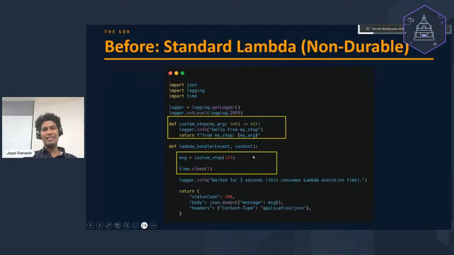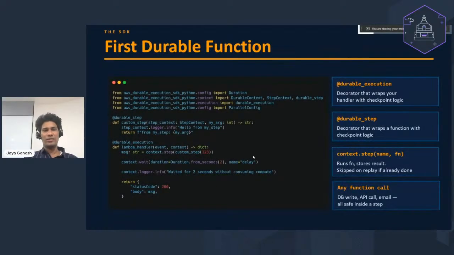Let's see the same thing in durable, how it looks. The core logic remains the same, but I have added some decorators to the functions. I've just imported a few things. First, let's go with the handler right here. In the handler, you can find something called durable execution. This decorator is compulsory for the Lambda handler entry point. So we have added this, and then we have added the context.